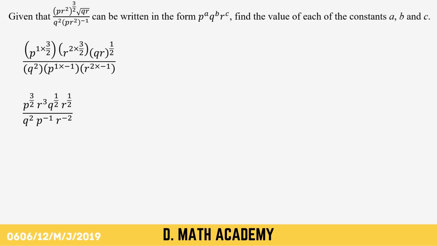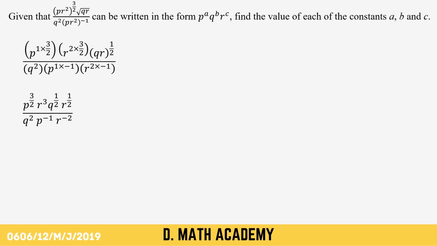The square root there can be changed into 1 over 2. Multiply the power in, then you will get q to the power of 1 over 2 and r to the power of 1 over 2. Moving on to the denominator, q squared, there's no other arrangement for it, so I just leave it as it is. Then I multiply the negative 1 into both of the variables inside. Then I get p to the power of negative 1 and r to the power of negative 2.